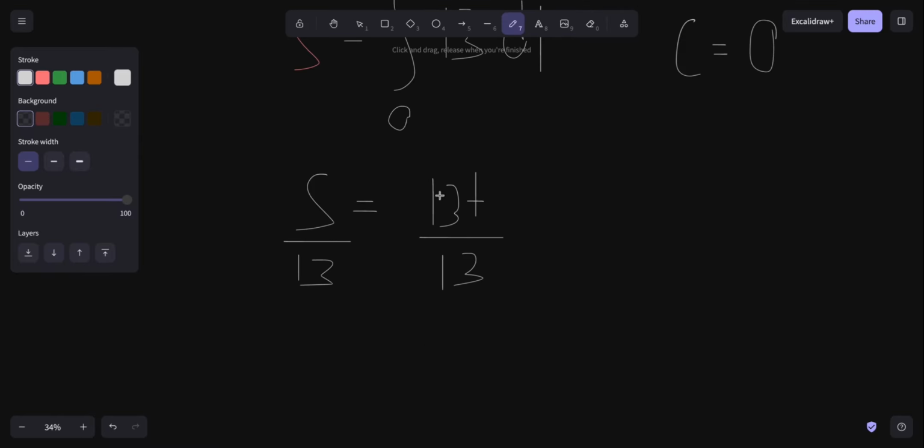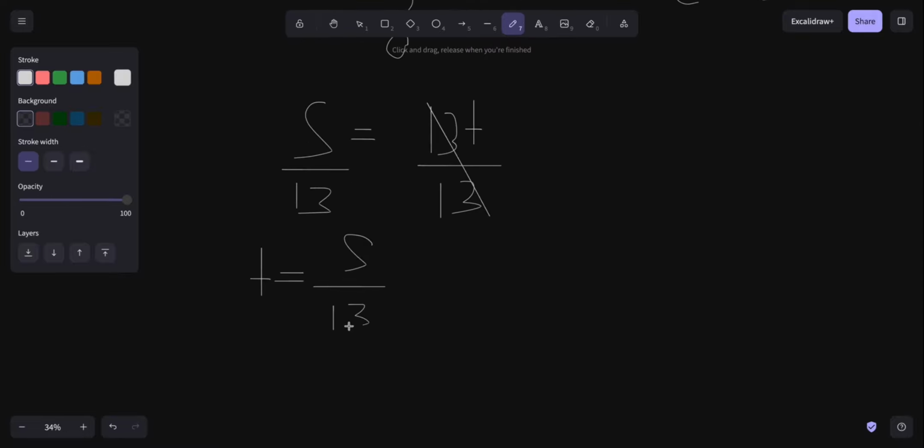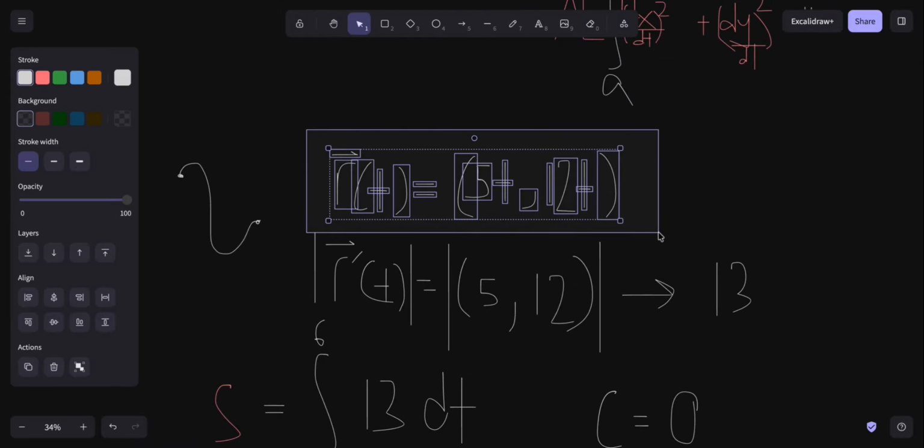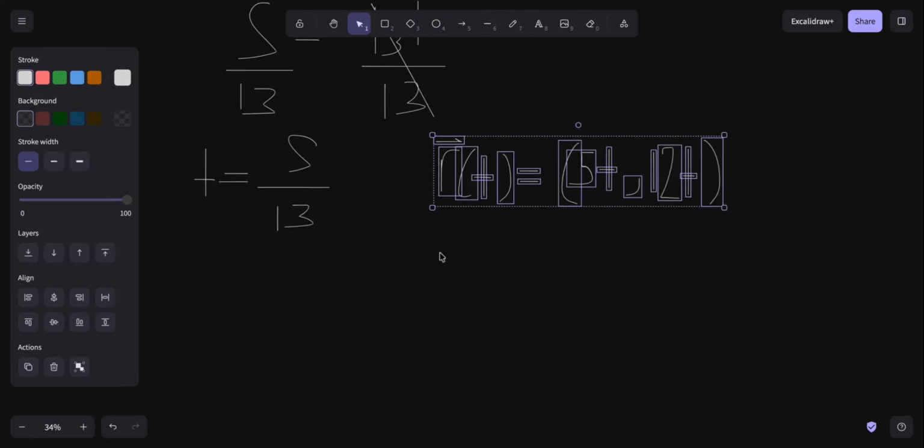by 13. So I get that t is going to be equal to arc length, or I'm going to start calling it distance from now on. So it's going to be equal to the distance divided by 13. And notice how we have our original vector valued function right over here, and it's expressed in terms of t.